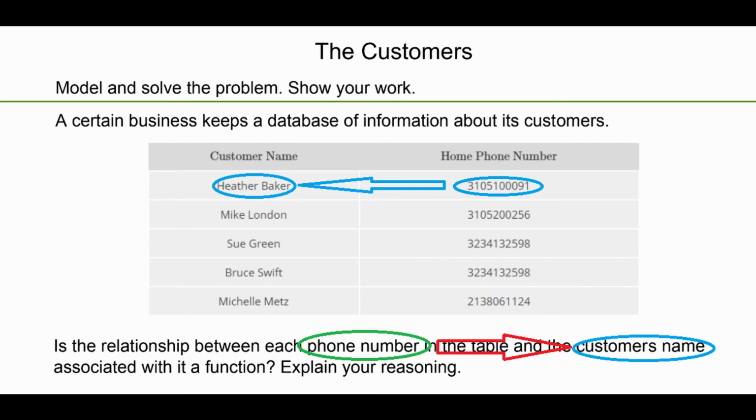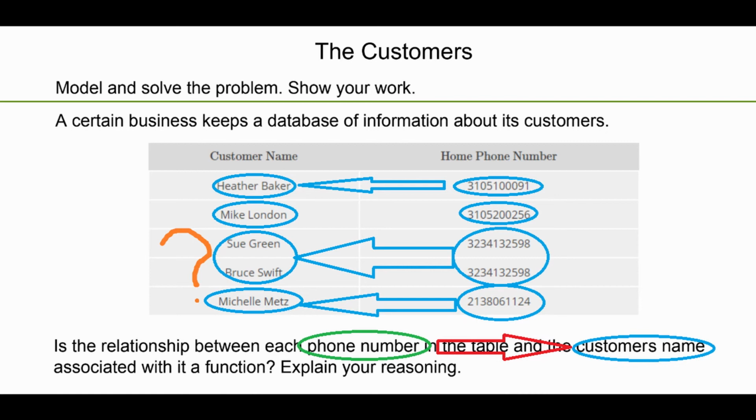But if we jump down a couple, if I dial 323-413-2598, I don't know if I'm going to get Sue Green or Bruce Swift. So because that phone number is matched with two separate names, this way is not a function. Because if I'm dialing the phone number, I should know exactly who's going to answer the phone. So it's the opposite of the one before. The thing I start with, the phone number, can only be attached to one name. That one phone number is attached to Sue and Bruce, so going this way isn't a function.